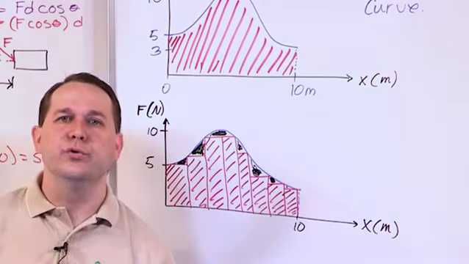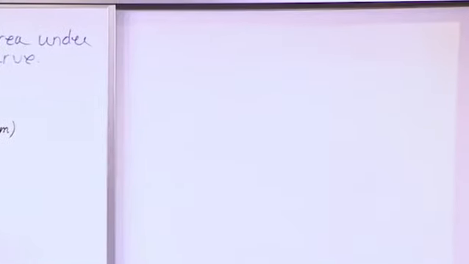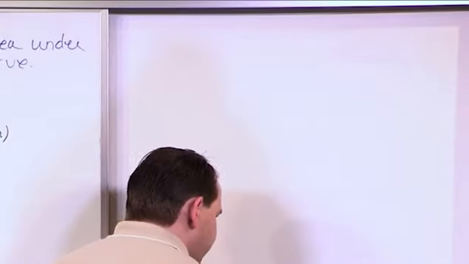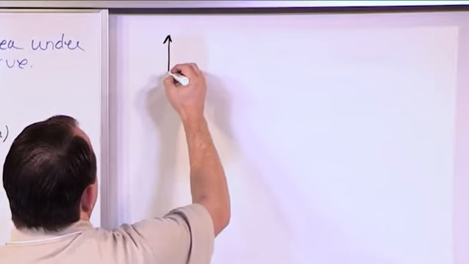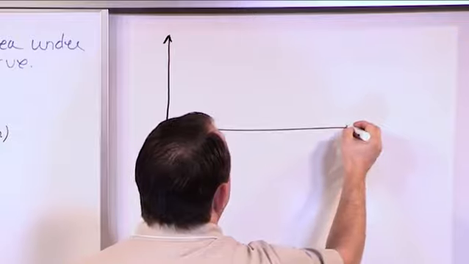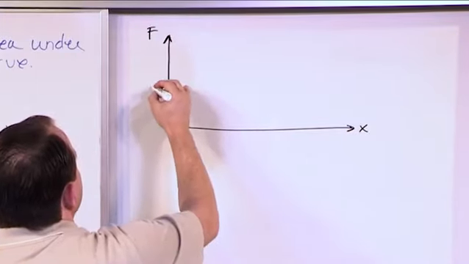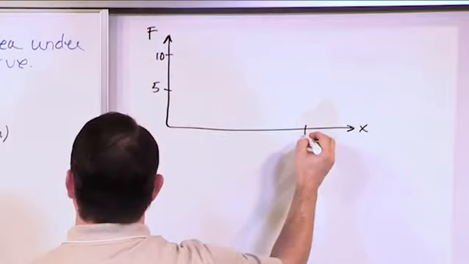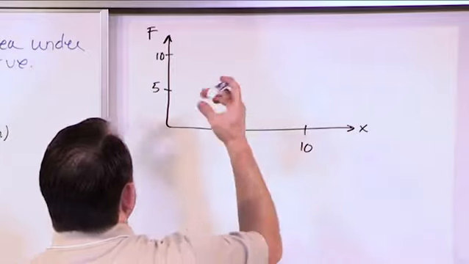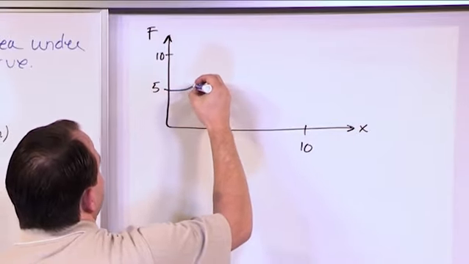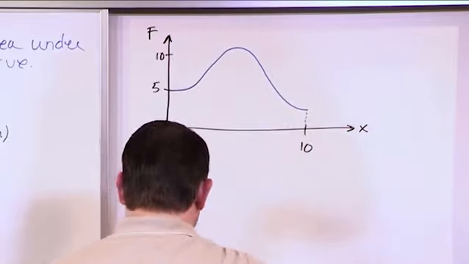So how do I improve on this estimation? Well, there's a couple things I can do. Let me go back here and draw this guy one more time. So this is x, this is the force, this is 5, this is 10, like this. All right, and again, I start at 5 newtons, and I go up to 10, and I get tired, and I get finished down here. So this is what I'm looking for.